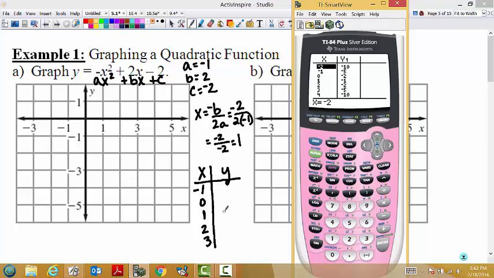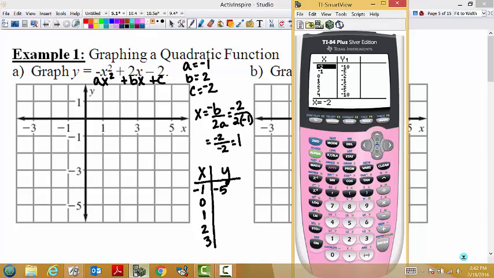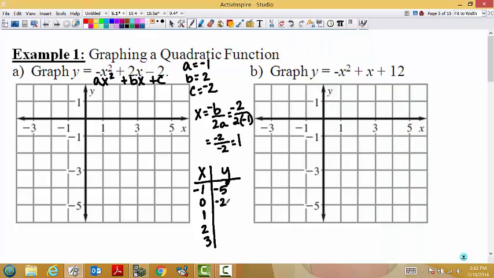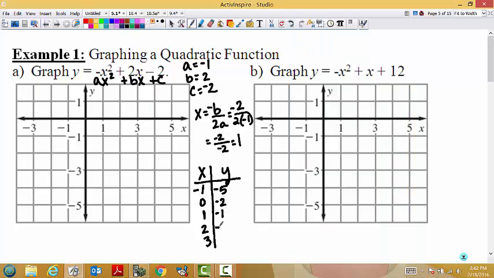So 1's in the middle, and I'm going to pull my points off. Negative 1 goes with negative 5. 0 goes with negative 2. 1 goes with negative 1, and then 2 goes with negative 2, and 3 goes with negative 5. And sorry about that.